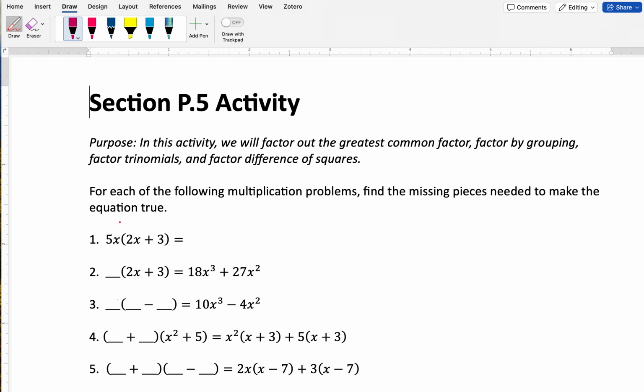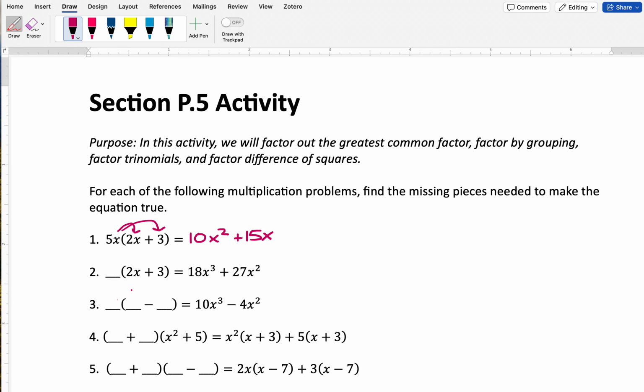For this one, what we're going to do is distribute the 5x into the set of parentheses. We know that 5x times 2x is 10x squared, because 5 times 2 is 10, x times x is x squared. 5x times 3 is 15x. Now what we're going to be doing in this activity is thinking about going from the right side of the equation to the left side. How could we take something that's already multiplied out and put it into parentheses?